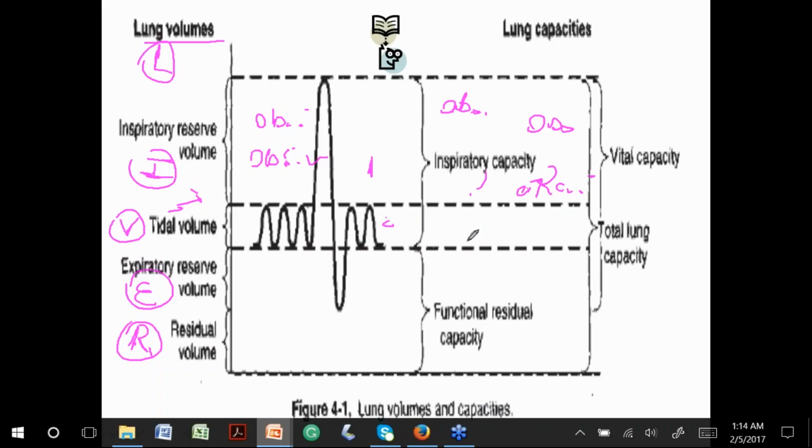So now you see here we have the vital capacity. Another important question is the vital capacity. Vital capacity is all the volumes except the residual volume. Total lung capacity is everything from here to here, all the way, so all four volumes, and the vital capacity is everything except the residual volume.